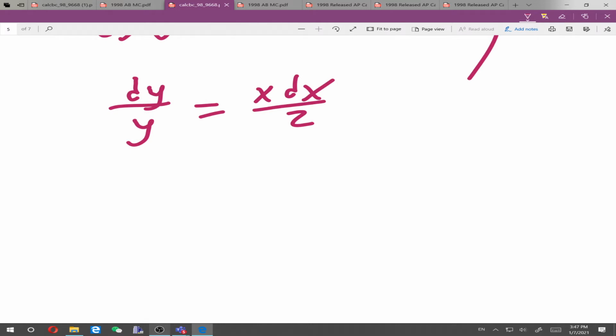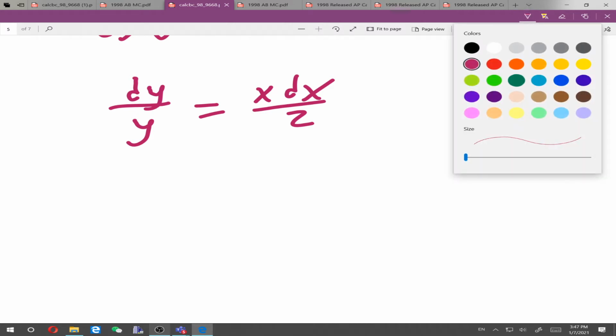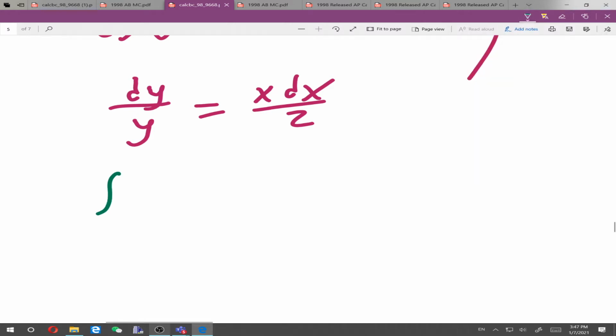Okay, so all my y's are on one side, all my x's are on the other. Now what? Integrate both sides. Okay, I'm going to integrate both sides. If I integrate dy over y, what's going to happen? ln y.